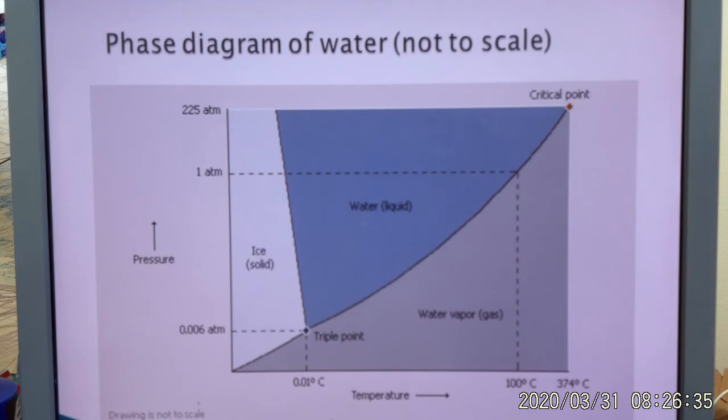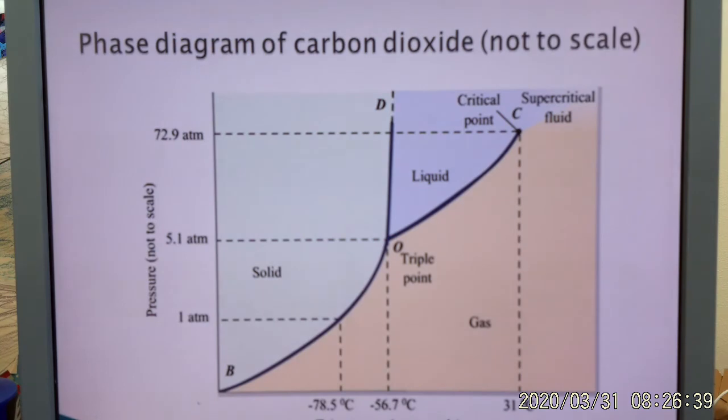That's the important part, to be able to interpret these phase diagrams. This is also another pressure-temperature phase diagram. It's for carbon dioxide. And what we find is this. If you look at 1 atmosphere, carbon dioxide will go directly from a solid to a gas. And that occurs at minus 78.5 degrees Celsius. So basically, this is sublimation.